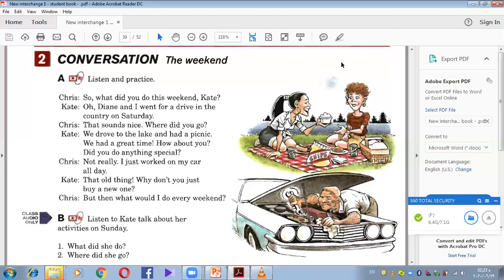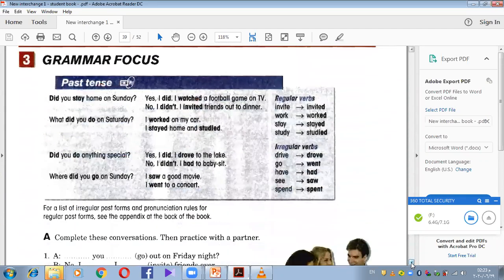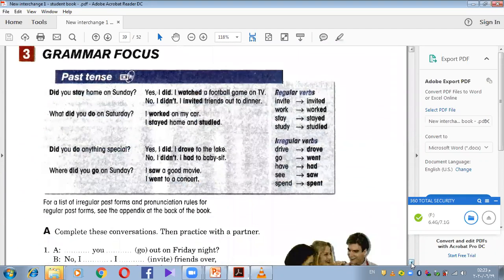Okay, so now after listening, after we listen to this, I want you to read it silently. Do you understand all the conversation? If you have a difficult word, you can ask. If you don't, please don't forget to answer these questions as homework. Here, again, he revises past simple.